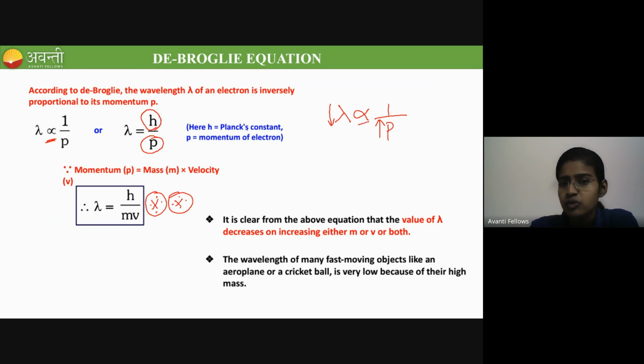If I remove this proportionality symbol, I have to introduce one constant, right? That constant is h, and that h is the Planck's constant, we all know. And also we know momentum is equal to mass into velocity. So in place of p, we can substitute m into v. Okay, lambda is equal to h by mv. So this is the relation we are getting. Is it okay now? So this formula is very, very important.